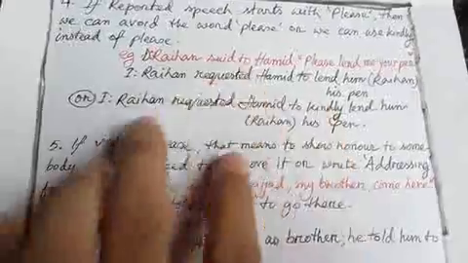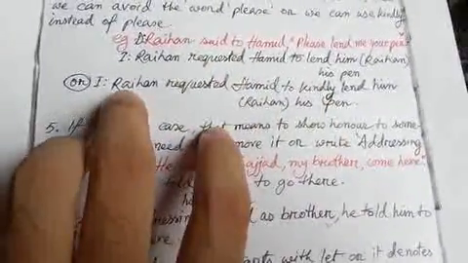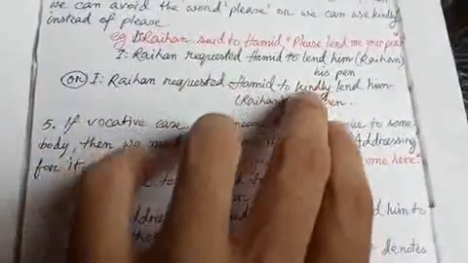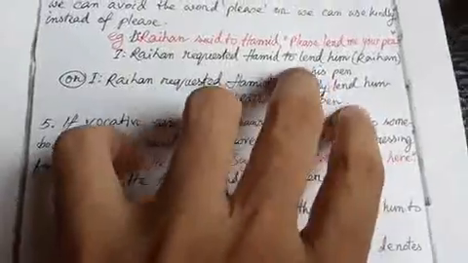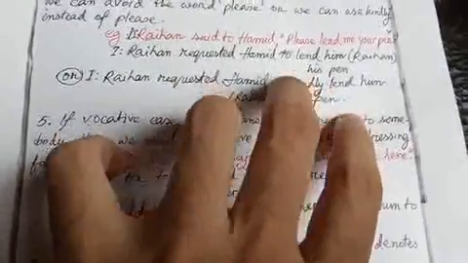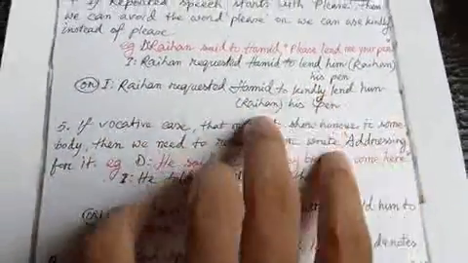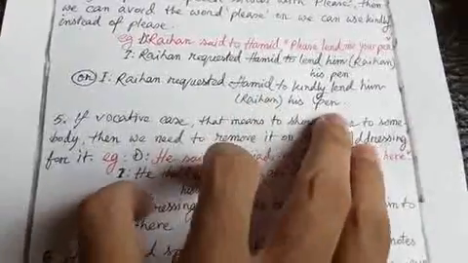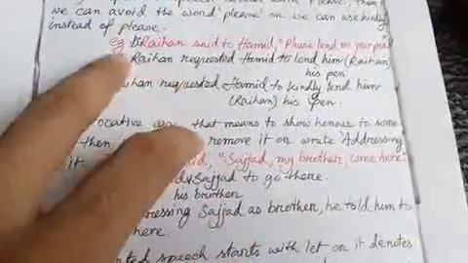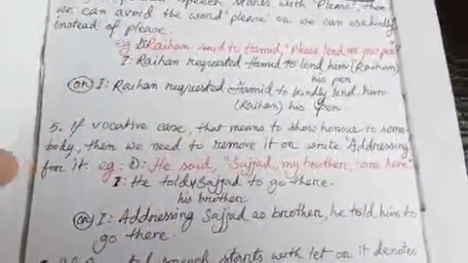Very easy. But you can write down Raihan requested Hamid to kindly. You need to write an extra kindly over here. To kindly lend him, that is Raihan, his pen. Both of them are right. Any one you should write in your answer.